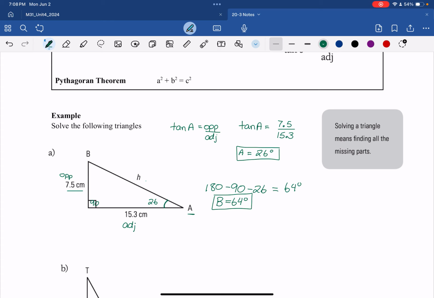The last piece I'm looking for is this H. And there's a couple different ways you could solve for that. You could use a trig ratio now that you know an angle, but most often students like to use Pythagorean theorem. So I have two side lengths and I'm looking for my hypotenuse. So I'm going to use a squared plus b squared equals c squared. So my a, 7.5 squared plus 15.3 squared equals c squared.